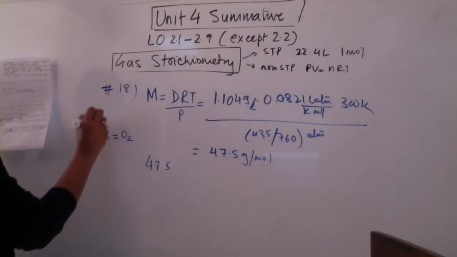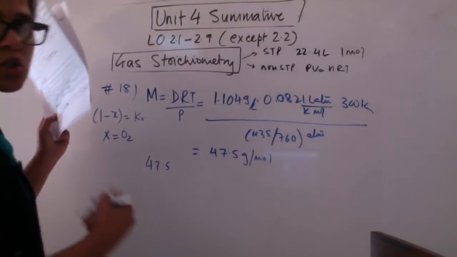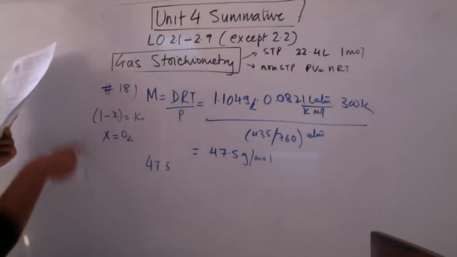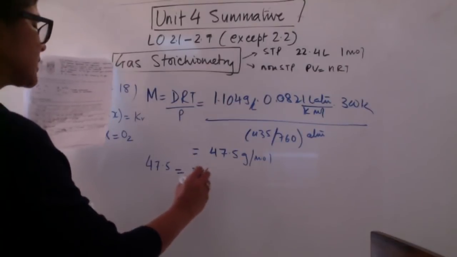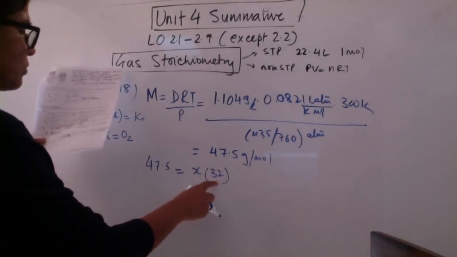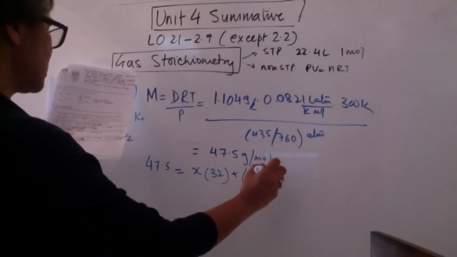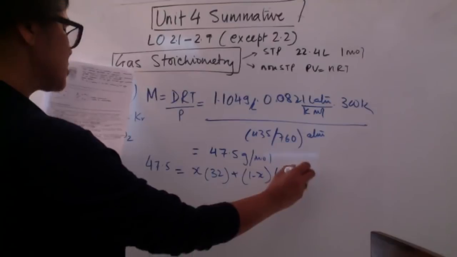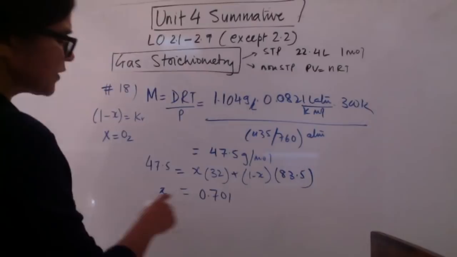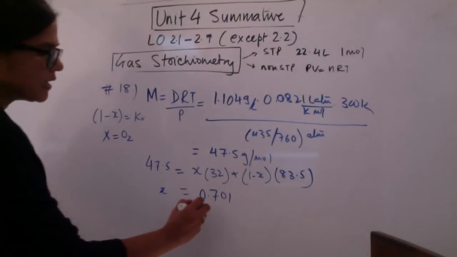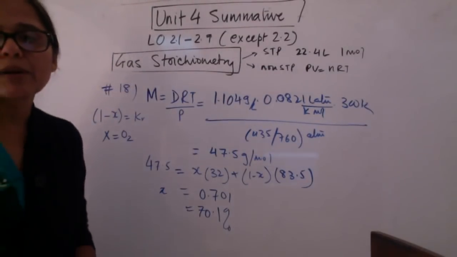So how much would the krypton be? If the whole thing is 1, it will be 1 minus X. Remember, we've done this in previous problems. You assume one to be X, and because the whole fraction is 1, the other becomes 1 minus X. This equals X times 32, because we took oxygen to be X, plus 1 minus X times the molar mass of krypton, which is 83.5 grams per mole. And when you do that, X comes out to be 0.701 if it is out of 1. If it is out of 100, it'll be 70.1%. So that is number 18.